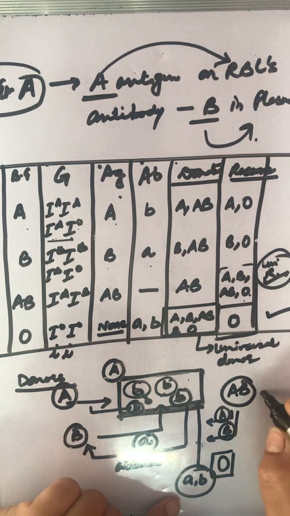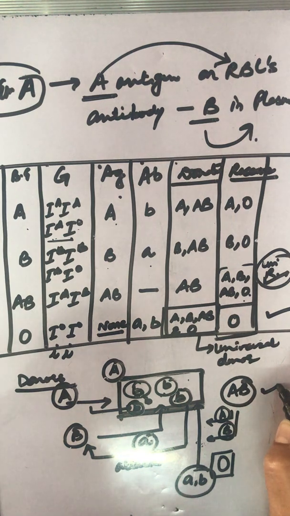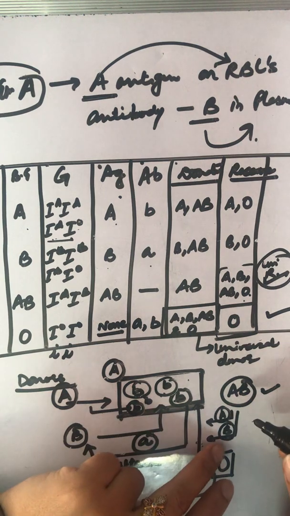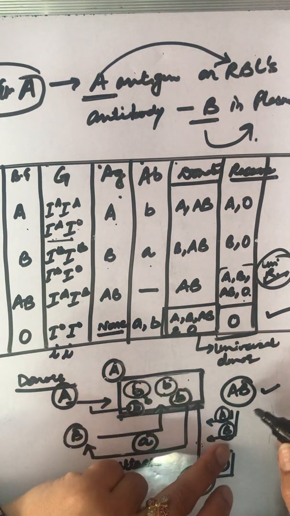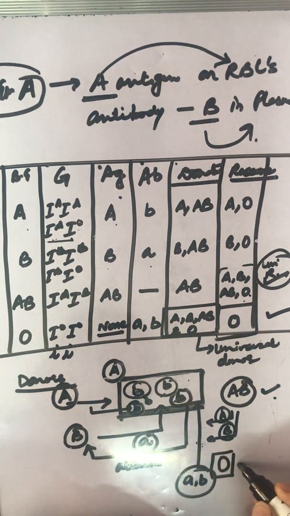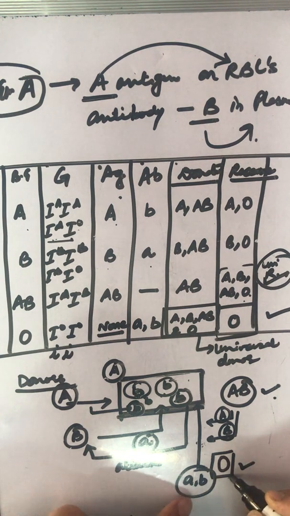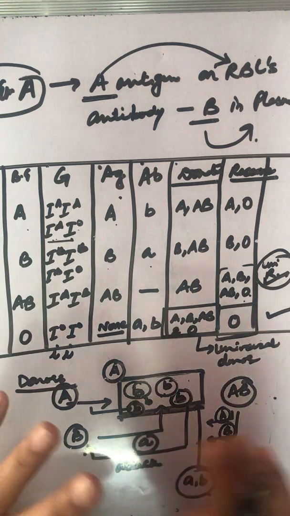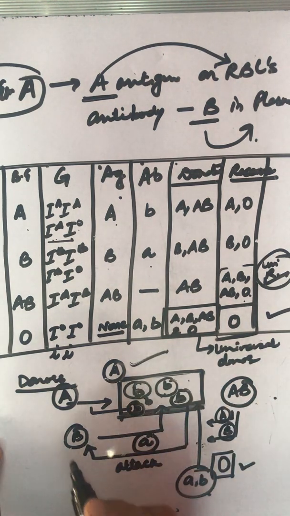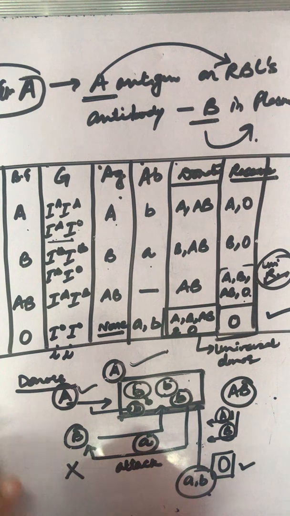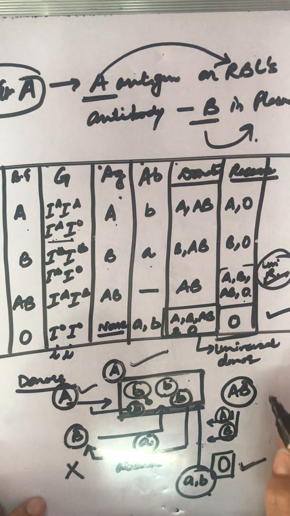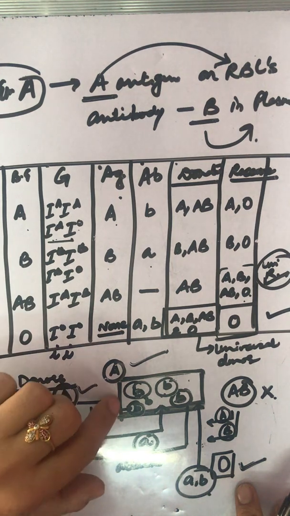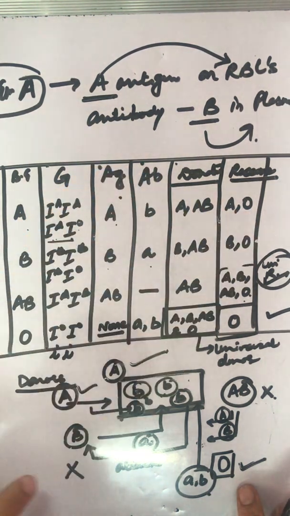Then if the AB blood group comes, it brings both the antigens but no antibody, so the antibody can attack in reverse. And when O comes, no antigen comes, only the antibodies are there, so it will be welcomed. According to the given set of instructions, this will be welcomed, this will be rejected, this will be welcomed, and this will be rejected. So who are the two recipients for this, A and O?